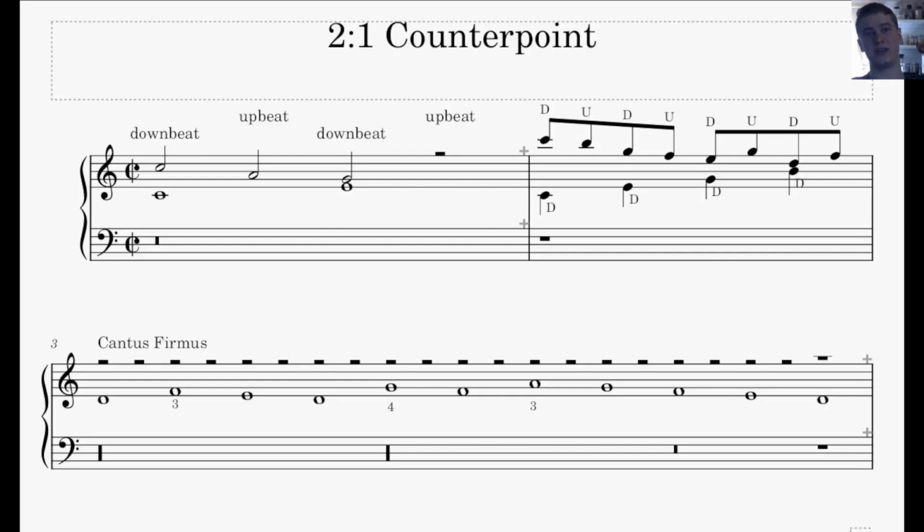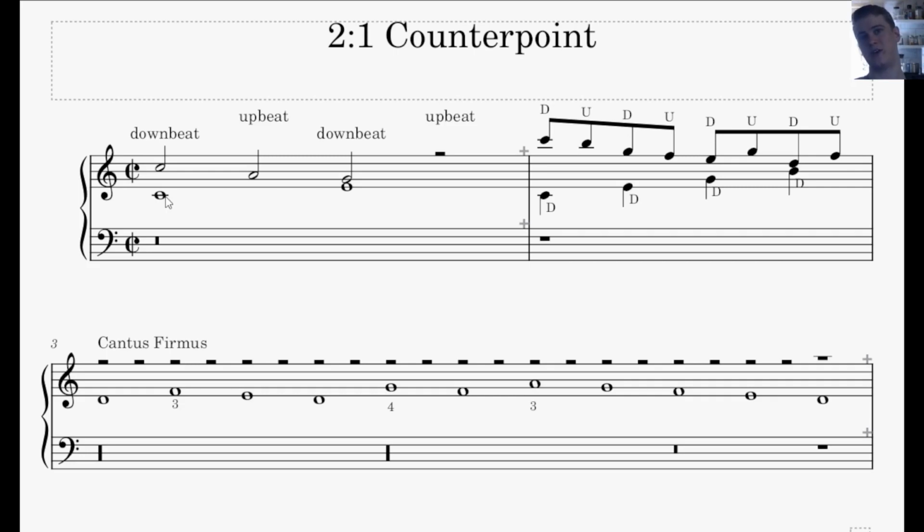Okay, so 2-to-1 counterpoint. What is new in 2-to-1 counterpoint? Now we're dealing with a downbeat as well as an upbeat. This is because before, in 1-to-1 counterpoint, we were dealing with a ratio of 1-to-1. So we had an equal ratio of notes in our given melody as well as our counterpoint. But now in 2-to-1 counterpoint, we have a different ratio. Every time our given melody has one note, our counterpoint has two notes.